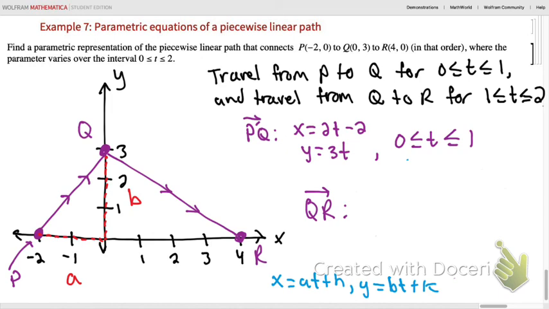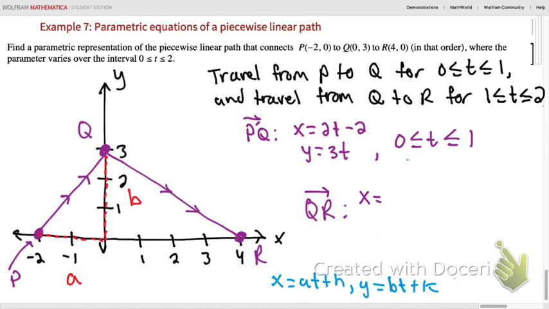Now, for x, and here's the trick. Normally it would be At plus H, but that's when your interval starts at 0. When your interval starts at 1, what you have to do is replace t with t minus 1. If you had a third segment and it started at t equals 2 seconds, you would use t minus 2 instead of t.